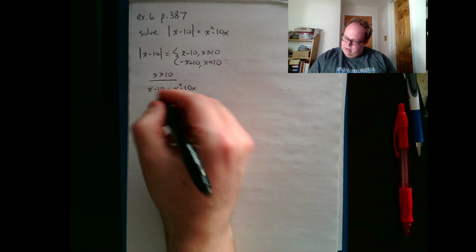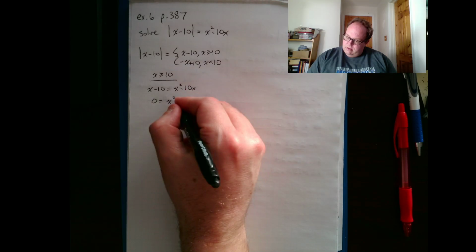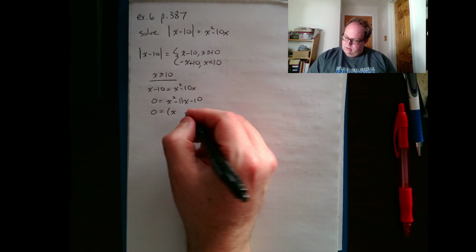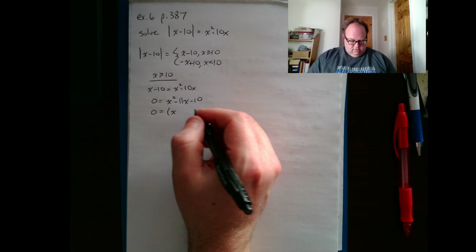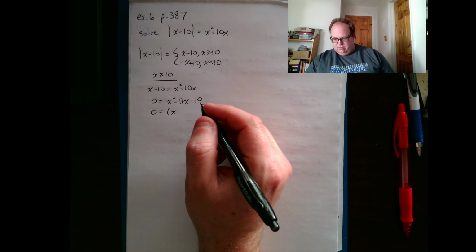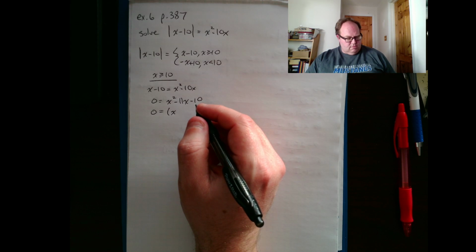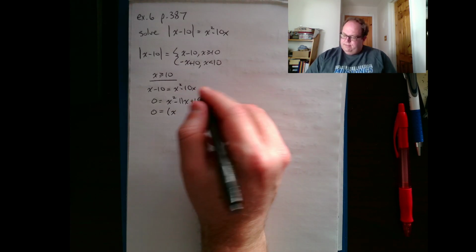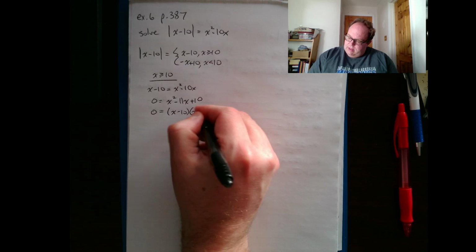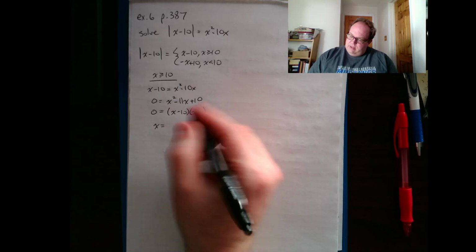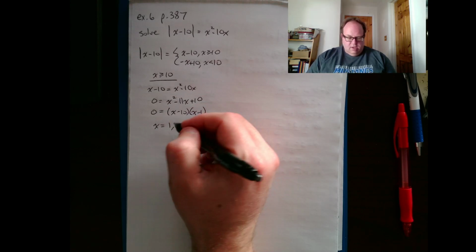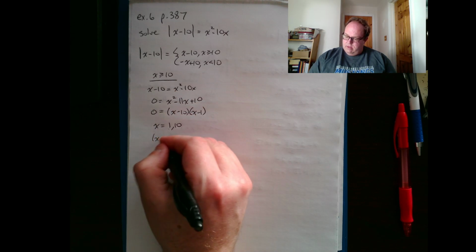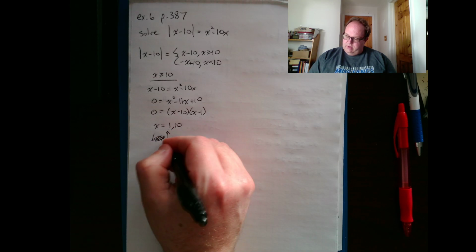Bringing everything to one side, 0 equals x squared minus 11x minus 10, which factors nicely into, it does not factor nicely. Oh, that's a plus 10. It does factor nicely. Into x minus 10 times x minus 1. So my solutions are x equals 1 and 10. You'll notice that the 1 does not satisfy the condition, but the 10 does. So the 1 is extraneous.